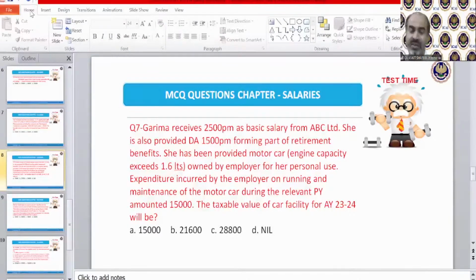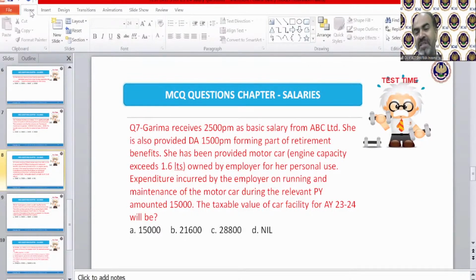And the correct answer is, let me not take a lot of time because we need to cover a lot of questions also. The correct answer is D. That is nil. Now you must be surprised. Why D? Because the car has been provided by the employer. And that's a second case. And the second case is only taxable for a specified employee. Remember, the second case is only taxable for a specified employee.